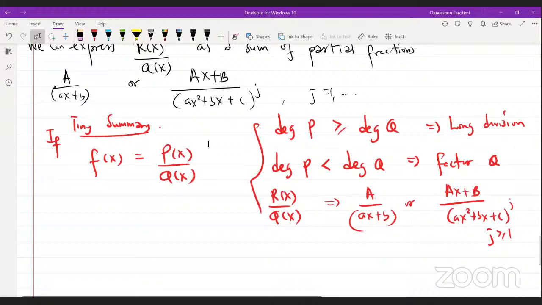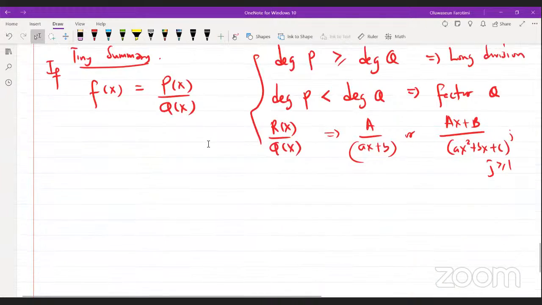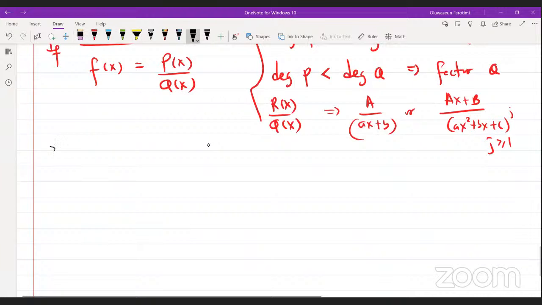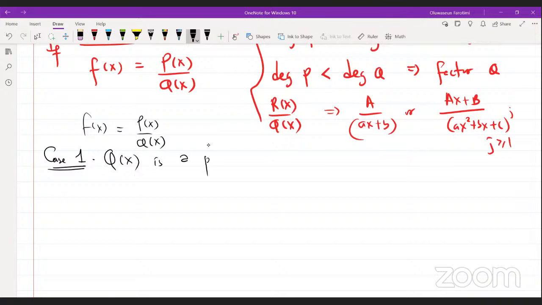So now we're going to start discussing some different cases that will help us going forward. Let's call this case 1. In case 1, what are we trying to say here? Remember, our goal is still on the rational function. So what happens when the divisor is a product of linear factors? What do I mean by a product of linear factors? This is exactly what I mean.